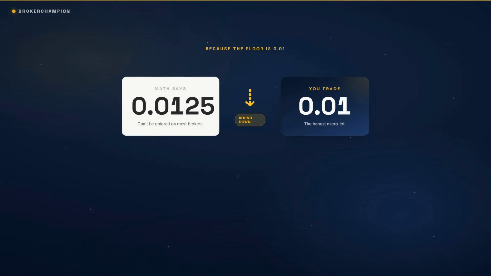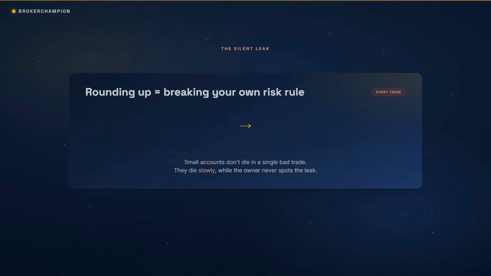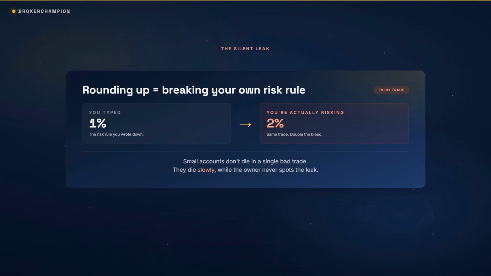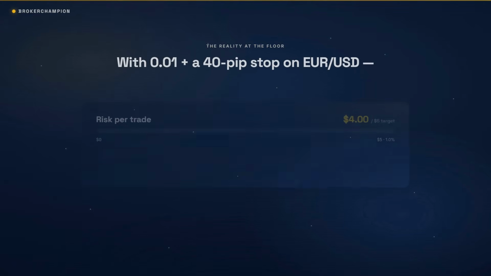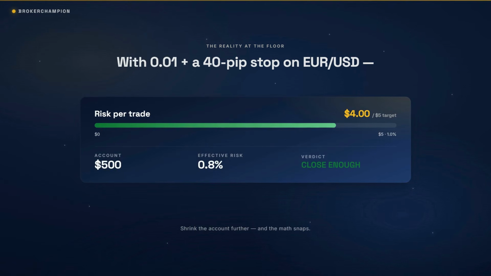Because the floor is 0.01, you can't enter 0.0125 on most brokers, so you round down, always round down, never up. Rounding up means breaking your own risk rule on every single trade, and you wrote that rule for a reason. 2% dressed up as 1% is how small accounts die slowly, without you ever spotting the leak. But notice what just happened. With the 0.01 floor and a 40 pip stop on EUR/USD, you're locked into roughly $4 of trade risk, not 5. On a $500 account, that's about 0.8%.